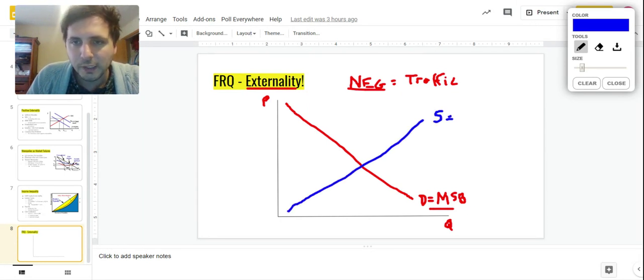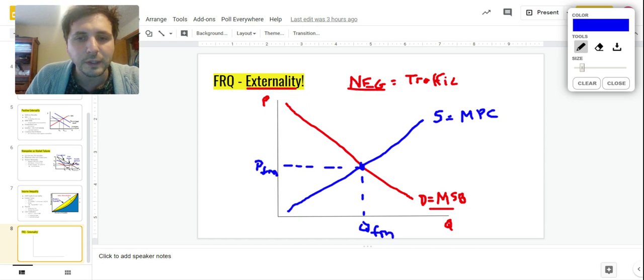Let's change colors here. Now, I'm going to draw my supply curve. But the supply curve is not going to be MSC, it's going to be MPC. Why? Because currently in my marketplace, I am only taking into account the cost for me, not the cost for all of society. As a result, we get an equilibrium, and this is going to be my free market quantity, QFM. And then this right here is going to be my price, PFM.